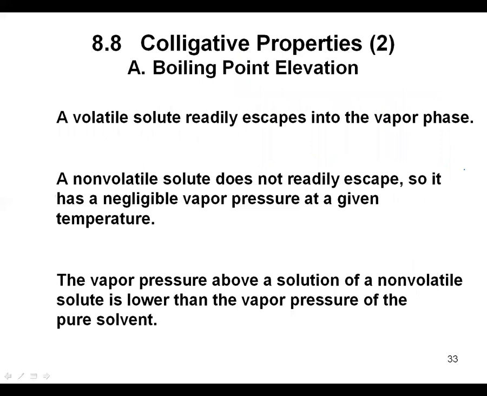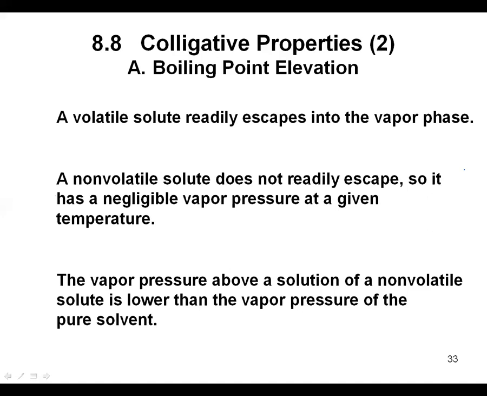So that's one property, this colligative property, which is known as boiling point elevation. And basically, if something is volatile, it means that it can go into the gas phase relatively easily. So it's able to escape the liquid phase and jump right into that gas phase, without much of a problem. Something that is non-volatile doesn't really go into the gas phase very quickly.